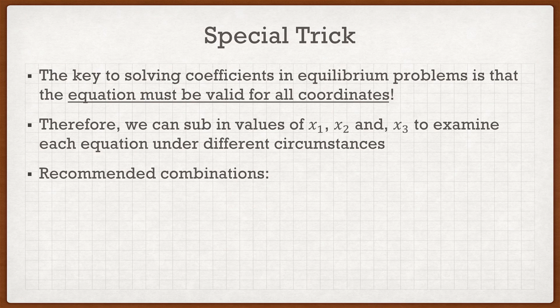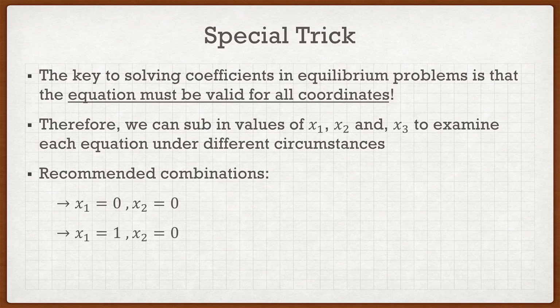So with that, I have some recommended combinations for this problem, as well as any others that you might see. The first one is x1 is equal to 0 and x2 is equal to 0. This will cancel out any of the coefficients in front of x1 or x2. So if you have any constants, such as, I believe, delta in the case of equation 1 in this question, you can easily solve for it.